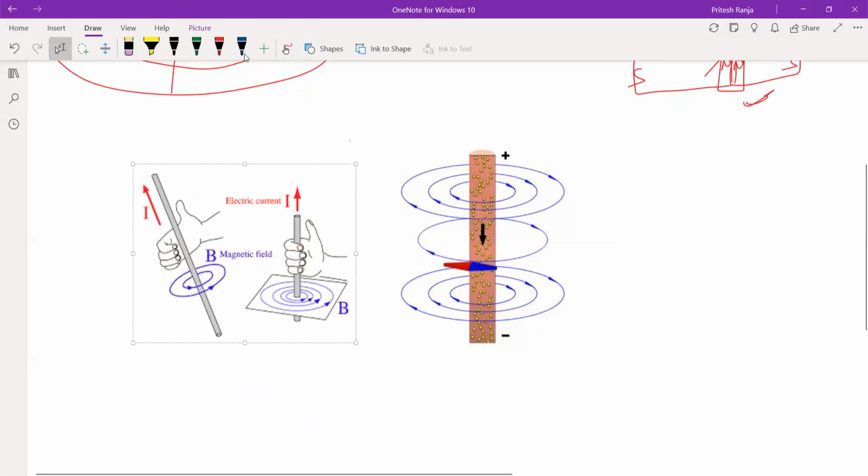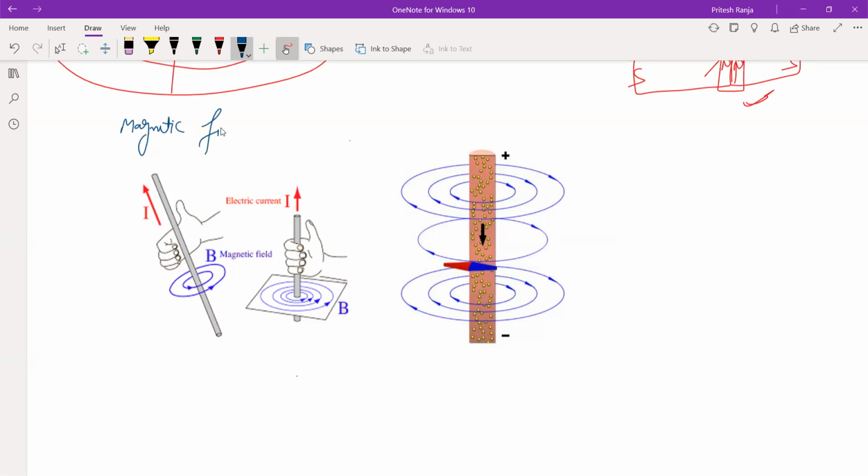You can see if there is a kind of cardboard, and through that cardboard I take a current carrying wire, then these are the magnetic field lines. Now what will be the direction of the magnetic field line? Because we must remember, magnetic field is a vector quantity. So it will definitely have a direction. So we have a rule to fix that direction.